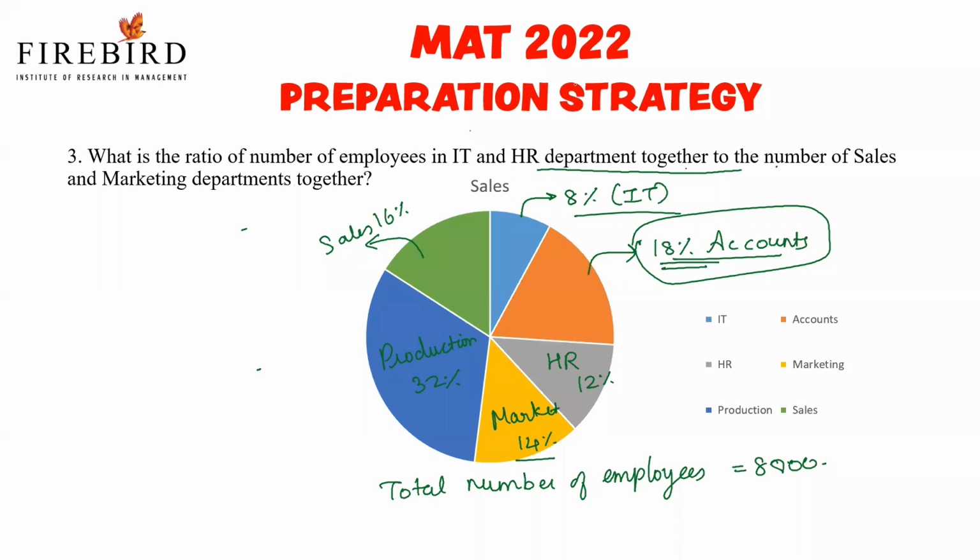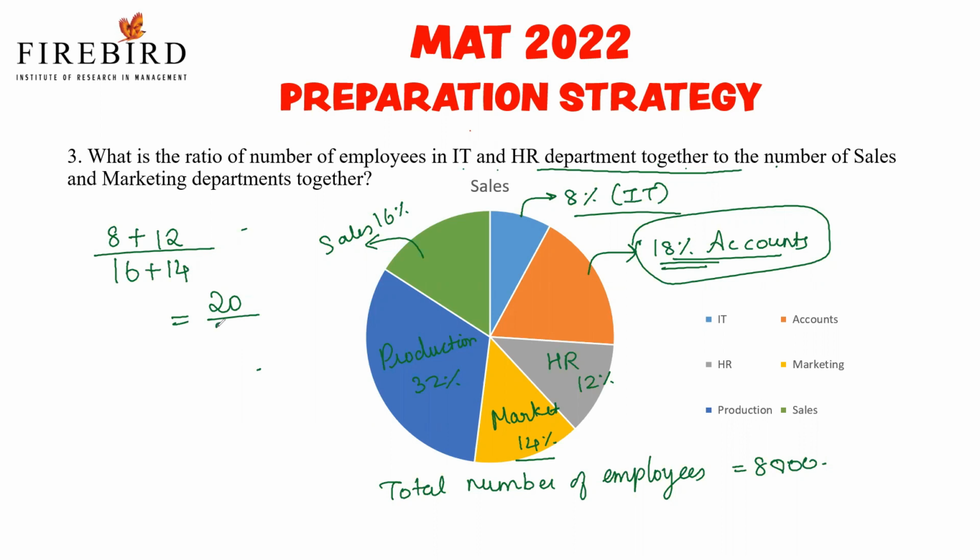And now see here the next question. What is the ratio of the number of employees in IT and HR departments together to the number in sales and marketing departments together? It is very easy. You don't want to calculate the number of people. We can take the ratio with the percentage itself. What is the ratio of the number of employees in IT and HR departments together? In IT, 8% people work, right? And in the HR department, 12%, divided by the number in sales and marketing departments. In sales, 16%, and in marketing, 14%. So what is 8 plus 12? 20 divided by 16 plus 14.